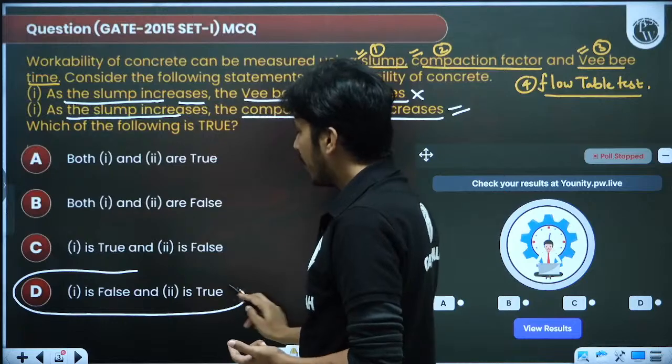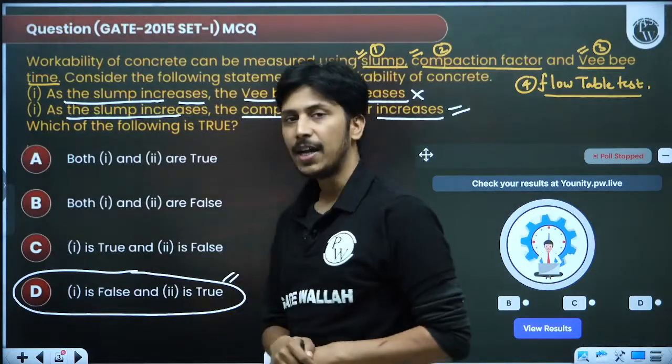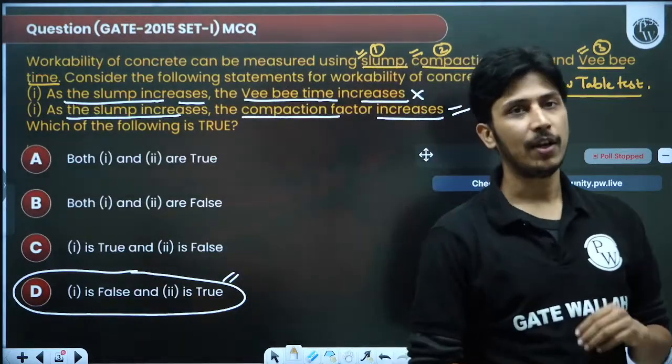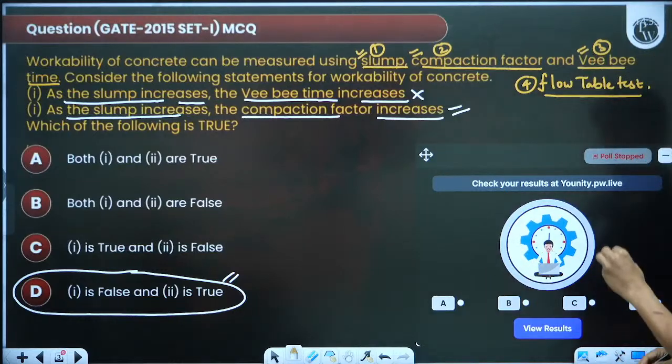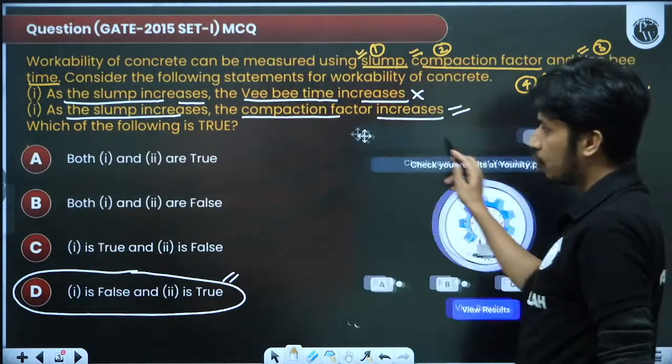So we can give the answer, but my main purpose is that you have to know the value of slump, the value of compaction factor, the value of VB time, the value of flow. You must know all these things.